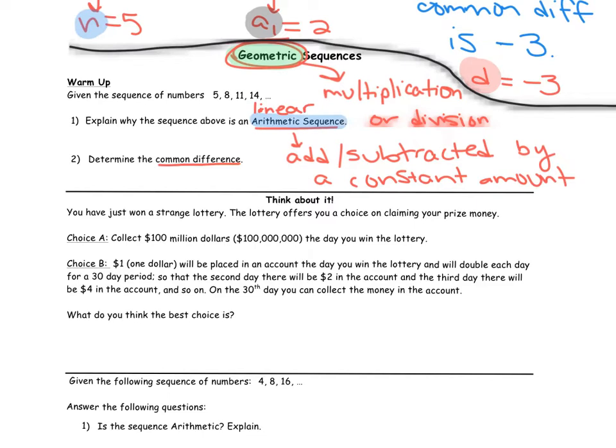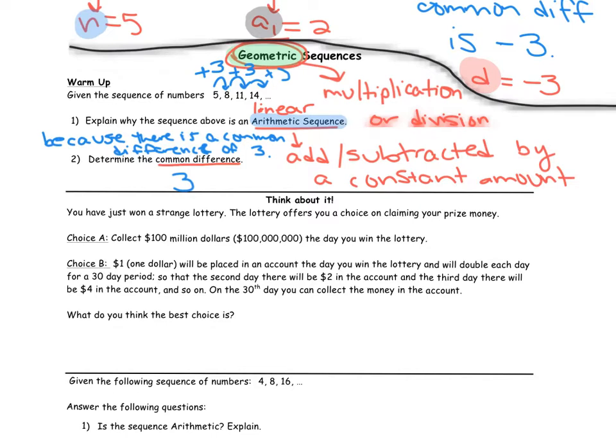Okay. So now, given that sequence of numbers, we have 5, 8, 11, and 14. What do you notice all of these numbers are going up by? They're all going up by 3. All of them are being added by 3. So that's your common difference. So why is the sequence arithmetic? Because there is a common difference of 3. So let's write that. We already just said this. The common difference here is 3. Everything is going up by 3.